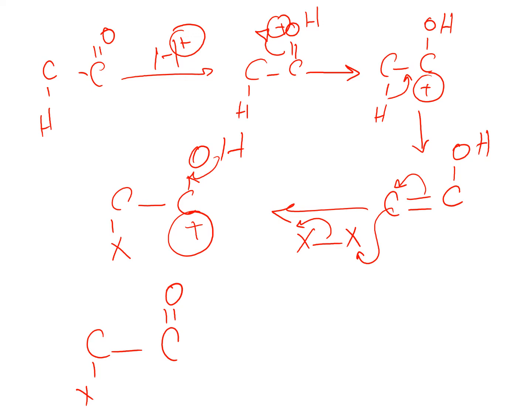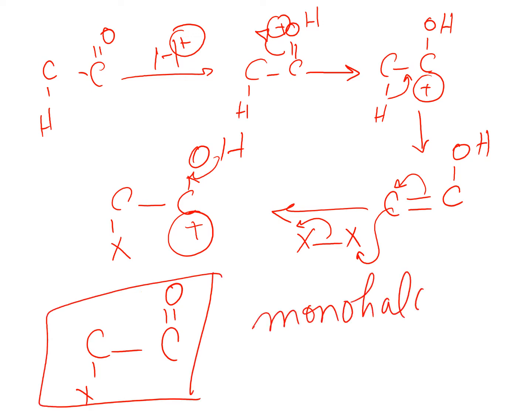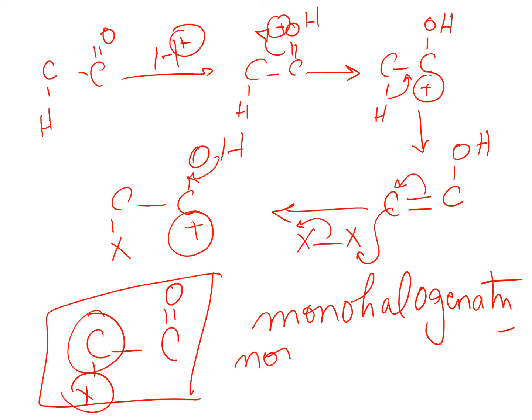It ends up into this step. It's a monohalogenation. This is the first character of this reaction. It cannot be continued. You cannot do a double or a triple halogenation, because your carbon is now attached to a halogen, so it's reluctant to continue the same reaction. So this is one property. The second property is that it's a non-terminal halogenation.